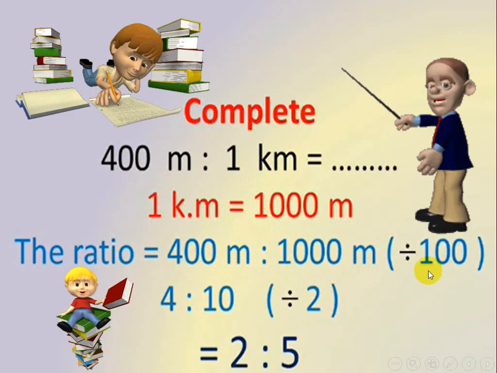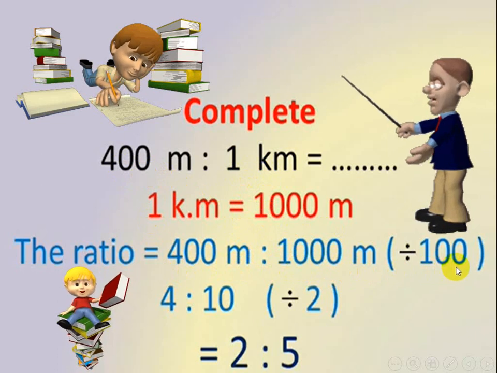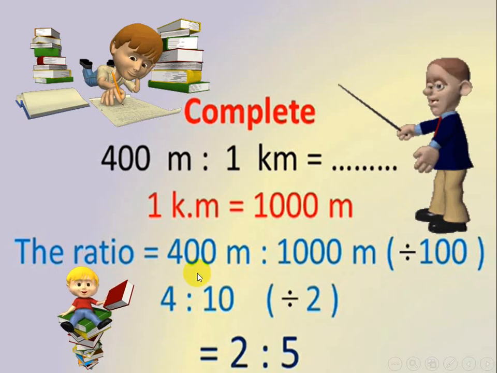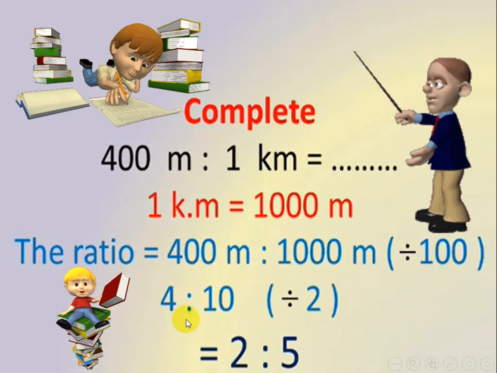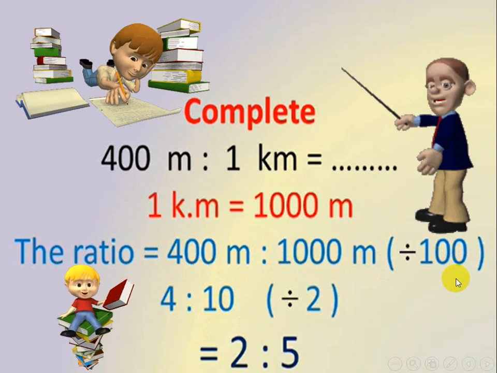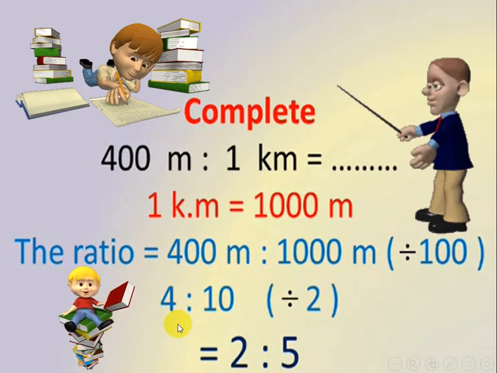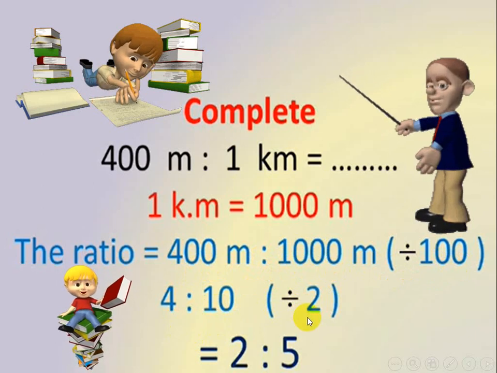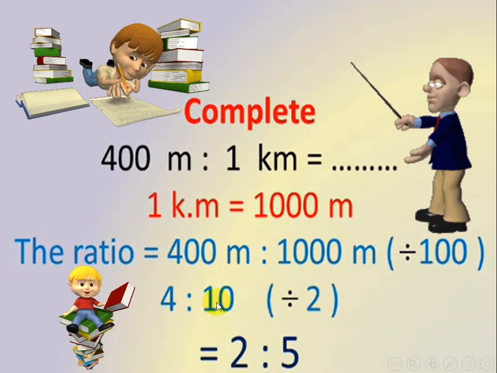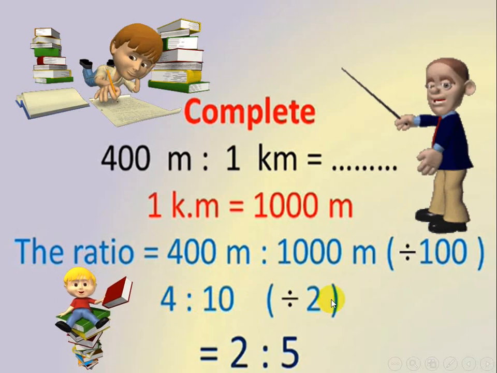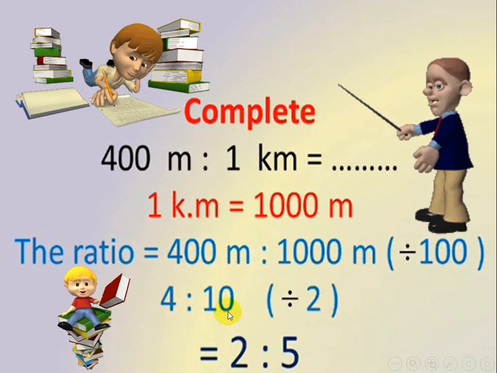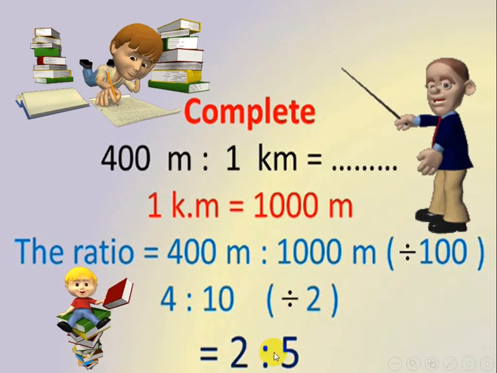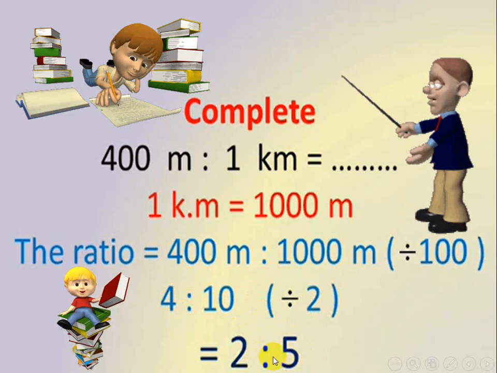They are divisible by 100. I write it, divided by 100. 400 divided by 100 equals 4. 1000 divided by 100 equals 10. 4 and 10 aren't in the simplest form. They are divisible by 2 because they are even numbers. Divided by 2. 4 divided by 2 equals 2. 10 divided by 2 equals 5. 2 and 5 are in the simplest form, so the ratio will be 2 to 5.